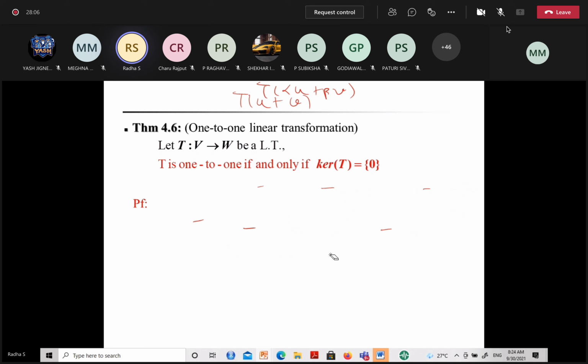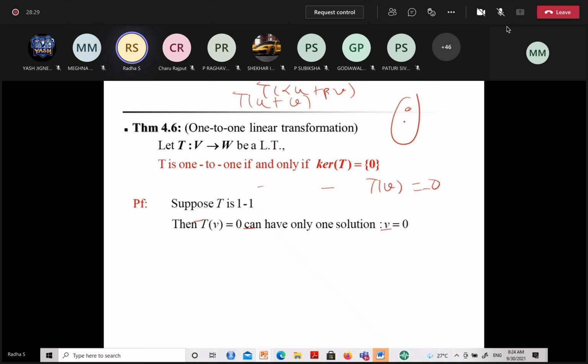Suppose T is 1-to-1. Okay, here they have said directly T is 1-to-1. Can you understand this particular approach instead of my approach? This approach, can you understand? Then T of V equal to 0. And what do you mean by 1-to-1? No two elements are mapped onto the same element. So T of V equal to 0. That means there cannot be two elements which are mapped onto 0. You accept this point? Yes, ma'am.